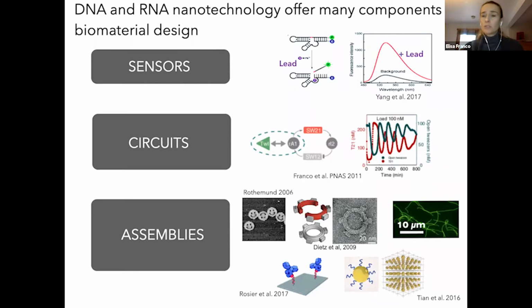You have circuits. There have been many demonstrations, both in vitro and in vivo, of DNA or RNA signaling cascades and even dynamic circuits. And finally, the assembly part, which is probably one of the most striking and unconventional applications of DNA nanotechnology.